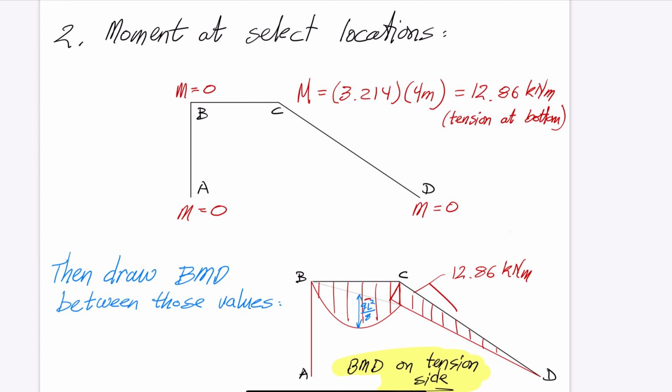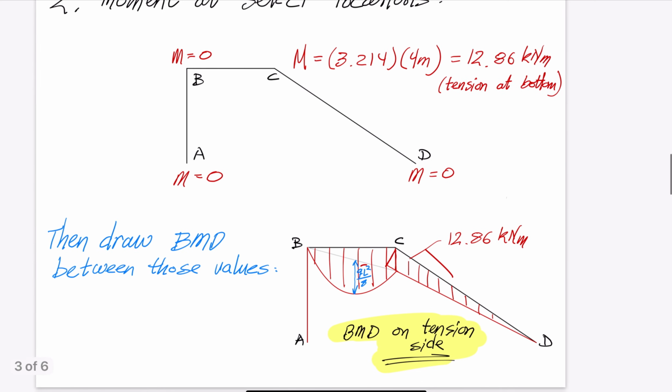Next, we find the bending moment at point C. The reaction force at point D times the distance 4 meters give a moment near 13 kNm. As we did in earlier videos, we now draw lines between those moment values we found. The distributed load acting on beam BC means that we add the qL²/8 parabola like this.